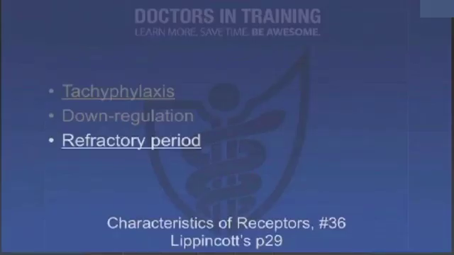And then some receptors, especially voltage-gated channels, show what we call a refractory period. It means that they require a rest period of a definite amount of time before they can be activated again. That may be 100 milliseconds or something, but it allows the cell to rest and recuperate from the action of that receptor before it's going to be stimulated again.